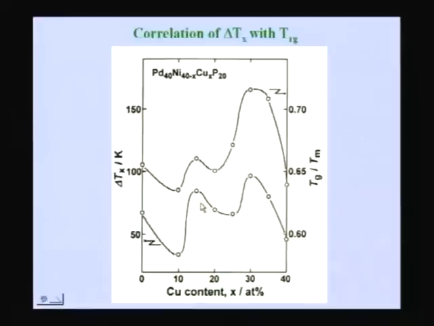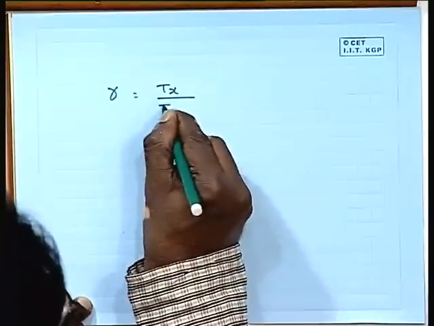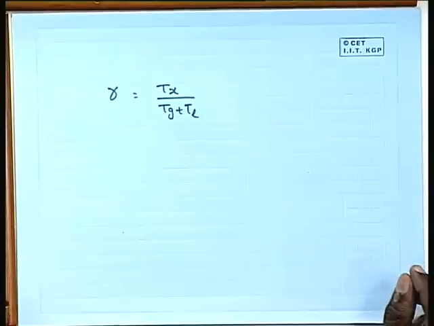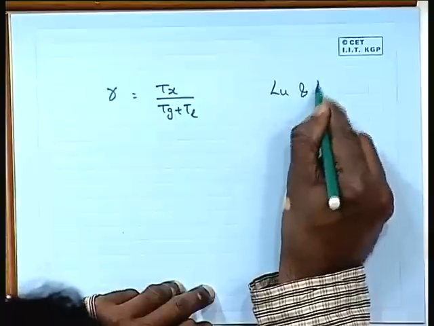And recently a new parameter was found in 2002, which is called the gamma parameter, which is nothing but Tx by Tg plus TL. This is by two persons, Lu and Liu.